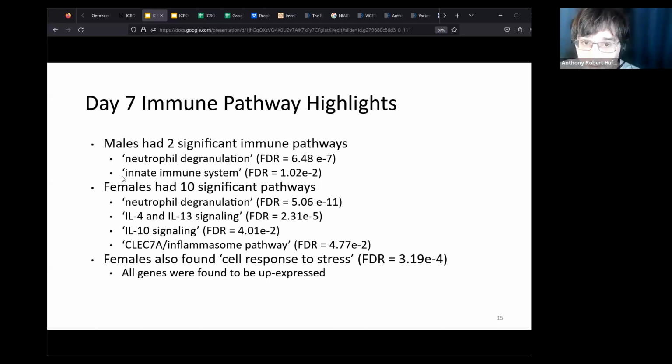And while the previous figure was shown just using a magnitude of change, we actually went back and took a look at patterns for what happened when we look at only genes that have a greater amount of expression later on versus those that were down-expressed. And we found that all of the genes related to cellular response to stress in females were up, which surprised us and made us want to follow up, which I'll do for the discussion.